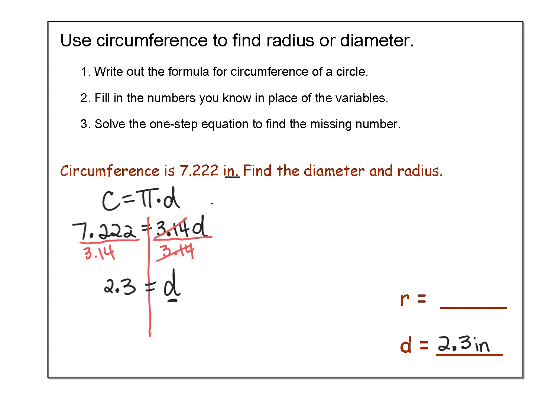So if that's my diameter, then now all I have to do is find my radius. In order to find that, my radius is half my diameter. So I'm going to type into my calculator 2.3 divided by 2. And I get 1.15. So that's half, which means that's the radius.